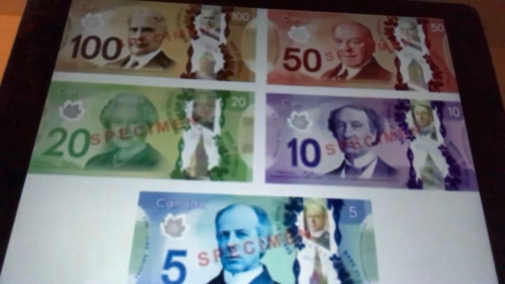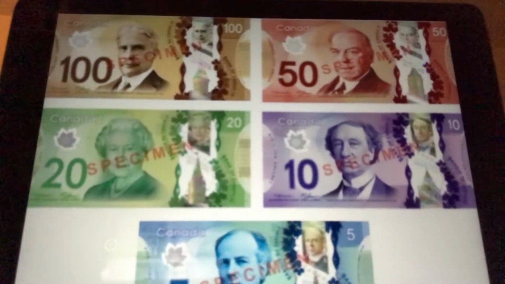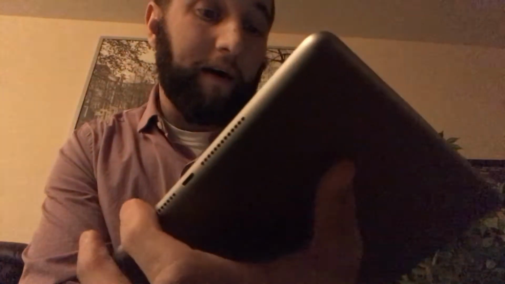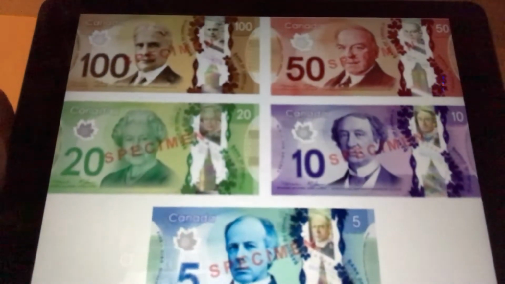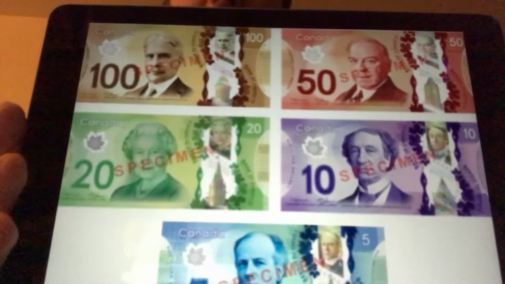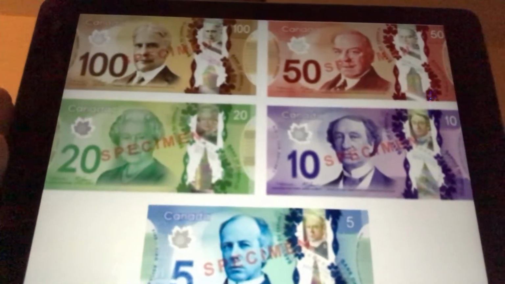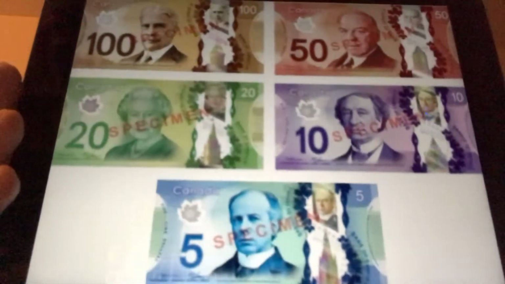Here are the Canadian bills. Definitely much brighter colors. They are made of, what's the word now, I'm drawing a blank, a polymer material, and it really feels like a piece of plastic in your hands, like a piece of paper made out of plastic. And they have different security features, just like the U.S. dollars, but that's what they look like.